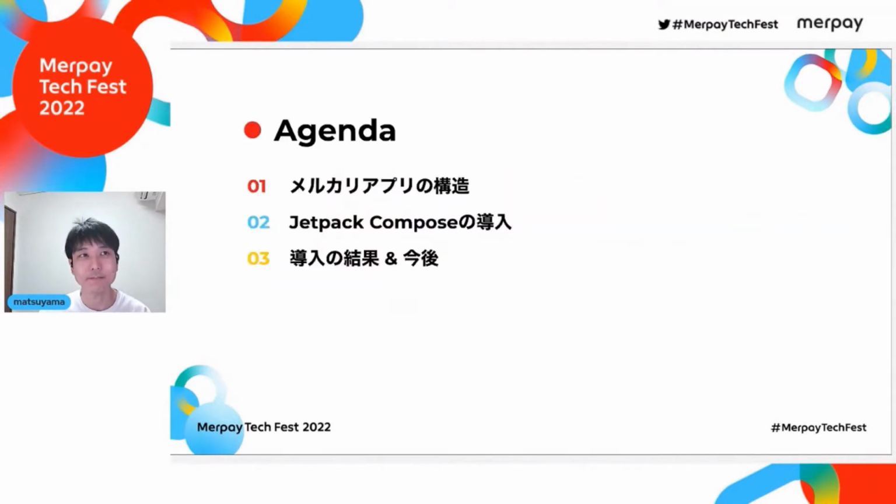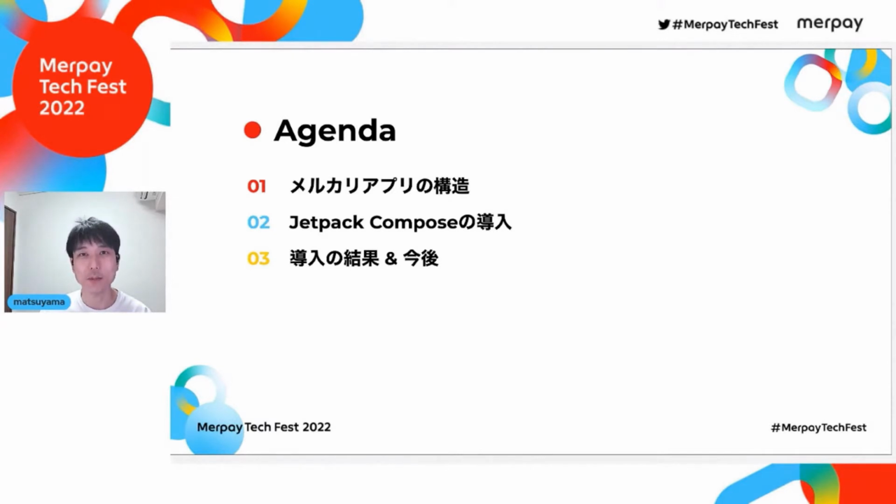Now, I will get into the content. This is the agenda. Before talking about the introduction of Jetpack Compose, I will first talk about the structure of the Mercury application. Then I will talk about how we implemented Jetpack Compose, and finally about how it went and what we're going to do with it going forward.